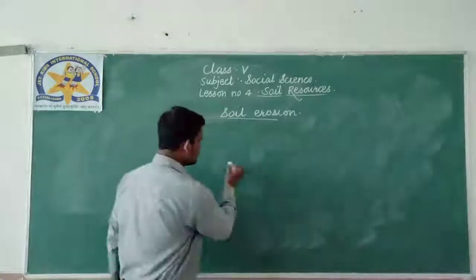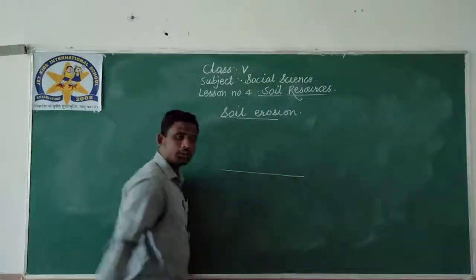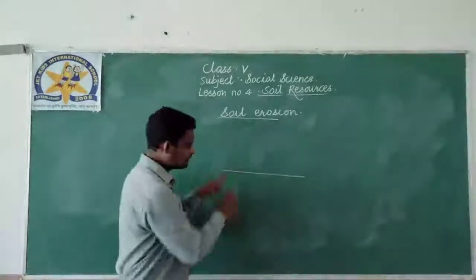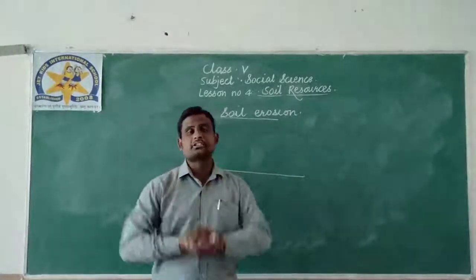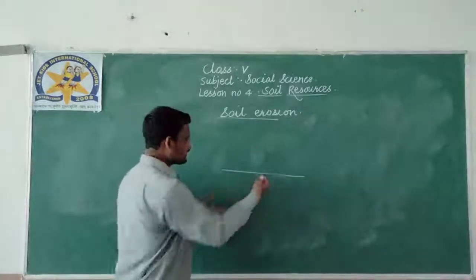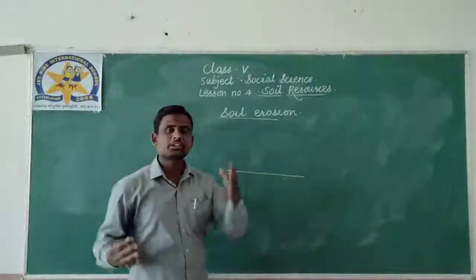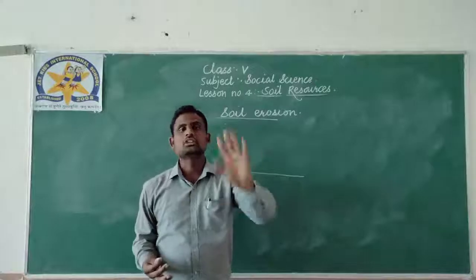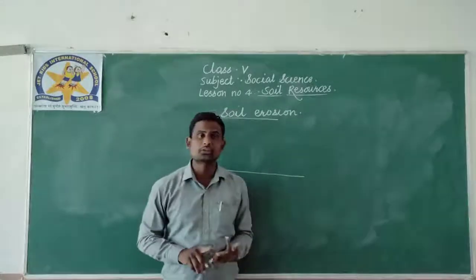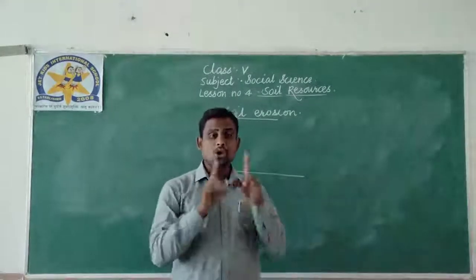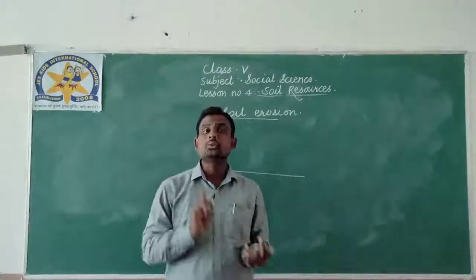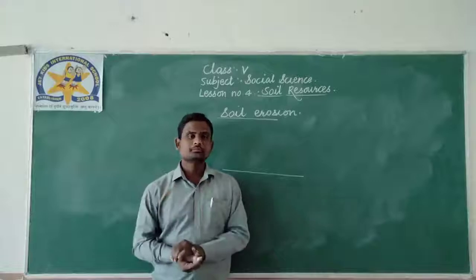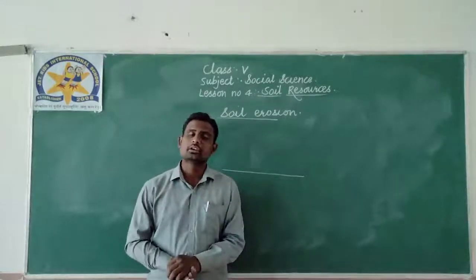Suppose this is the soil and this is the top layer of the soil. When the various factors present in the environment damage this top layer, then what happens? Soil erosion takes place. So what is the definition of soil erosion then? Removal of top layer of the soil due to various factors like wind and water. That is called soil erosion.